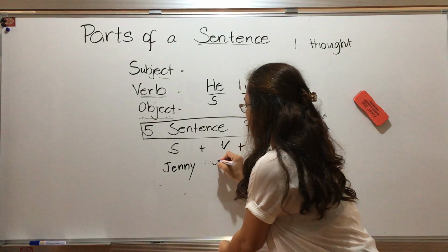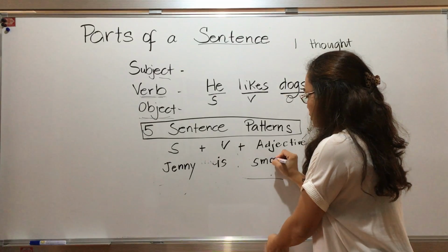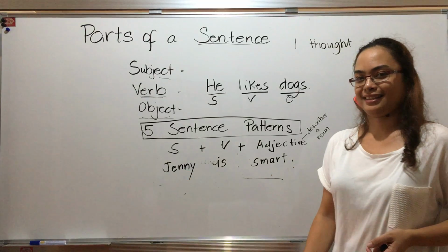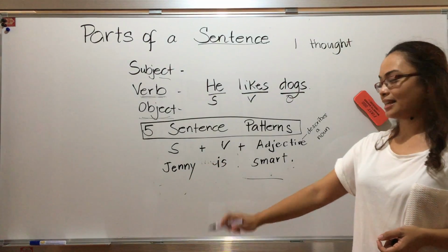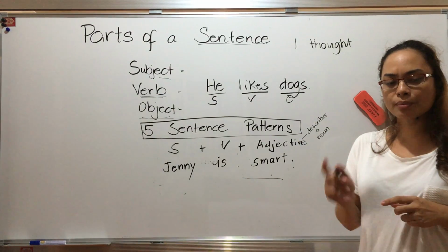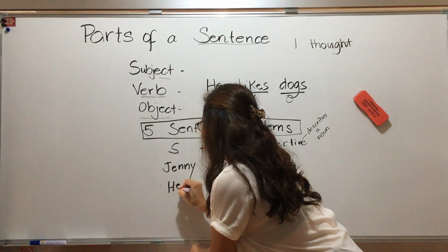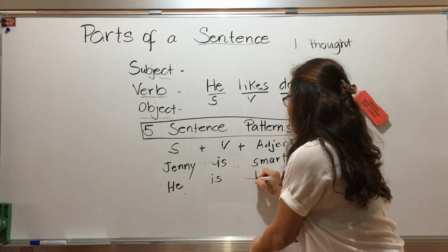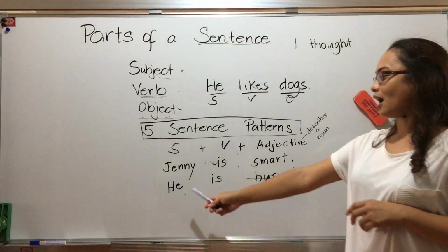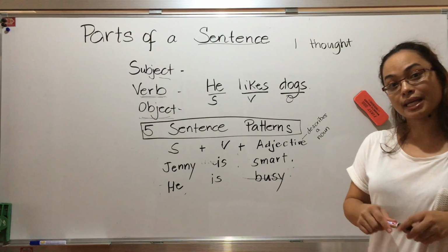Jenny is smart. Okay? Who's smart? Jenny. Okay? Jenny is our subject, is our verb, and smart will be our adjective. Or maybe we can have he is busy. Okay? Our subject is he, and our verb is, and our adjective will be busy.